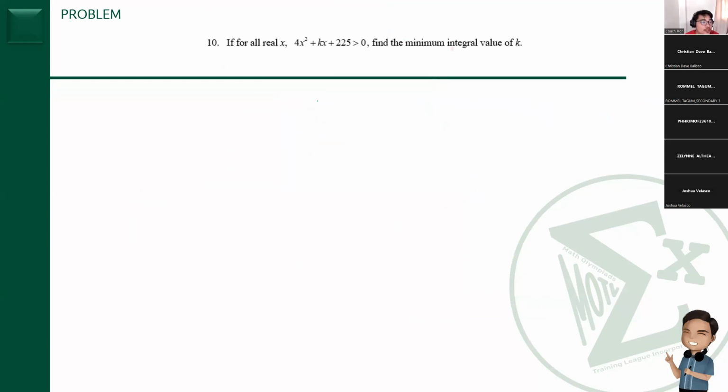Okay. All real numbers. Number 10. We're gonna find the integral value of k. So how are we gonna deal with this one? When we talk about the possible values here, it's less than 0. So we're gonna go with the discriminant. And it's not equal to 0. It's actually greater than 0.